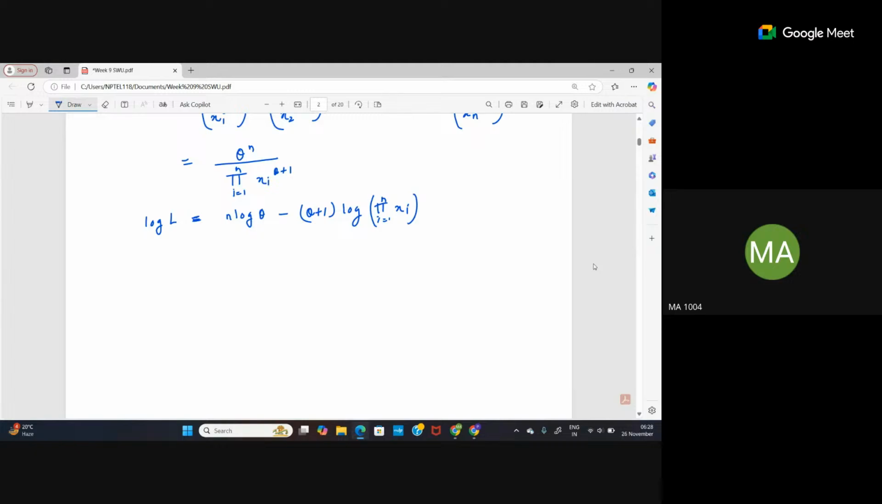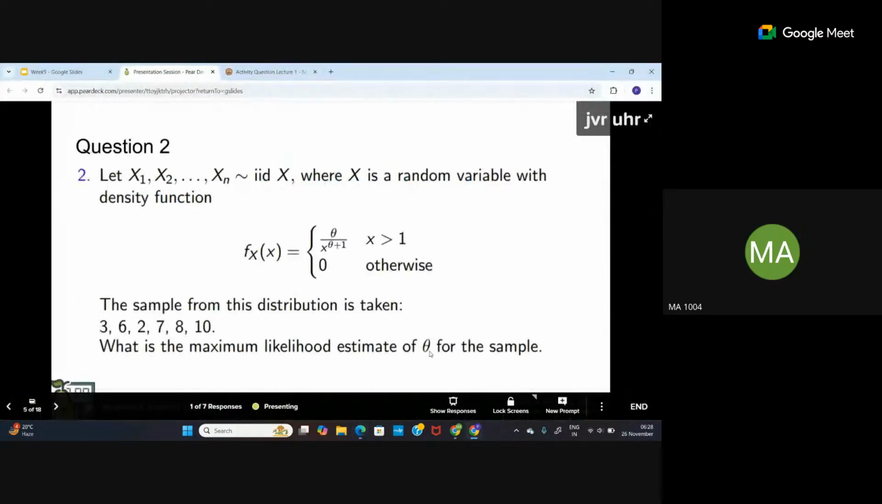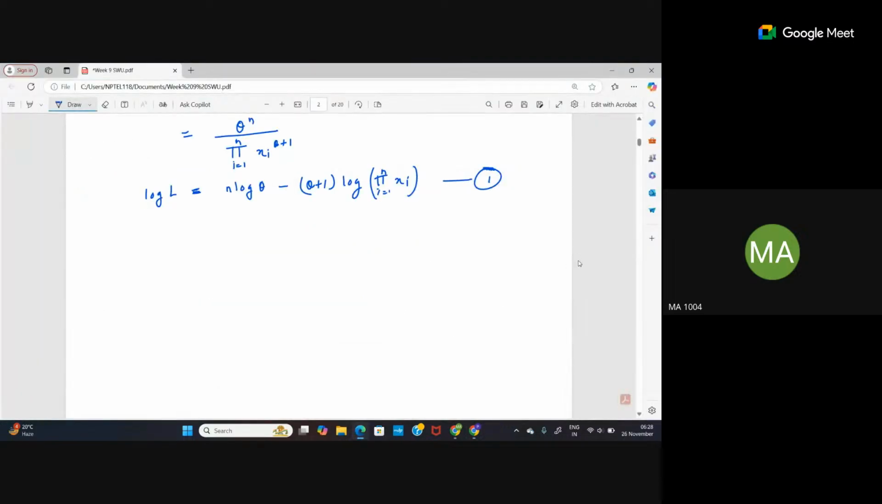Now we have to maximize this function, equation number 1. I hope you have studied the method of maxima and minima. In that process, we differentiate the function. In the question, you have to estimate theta, so we have to find the value of theta for which this function is maximum. So we will differentiate it with respect to theta.